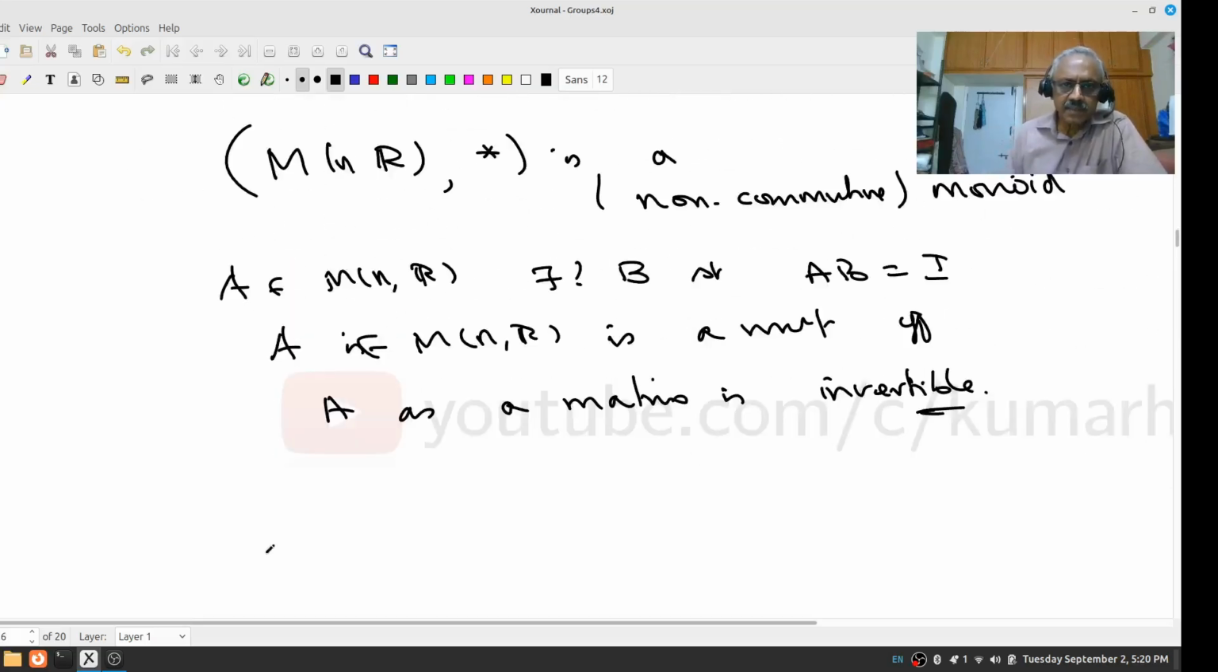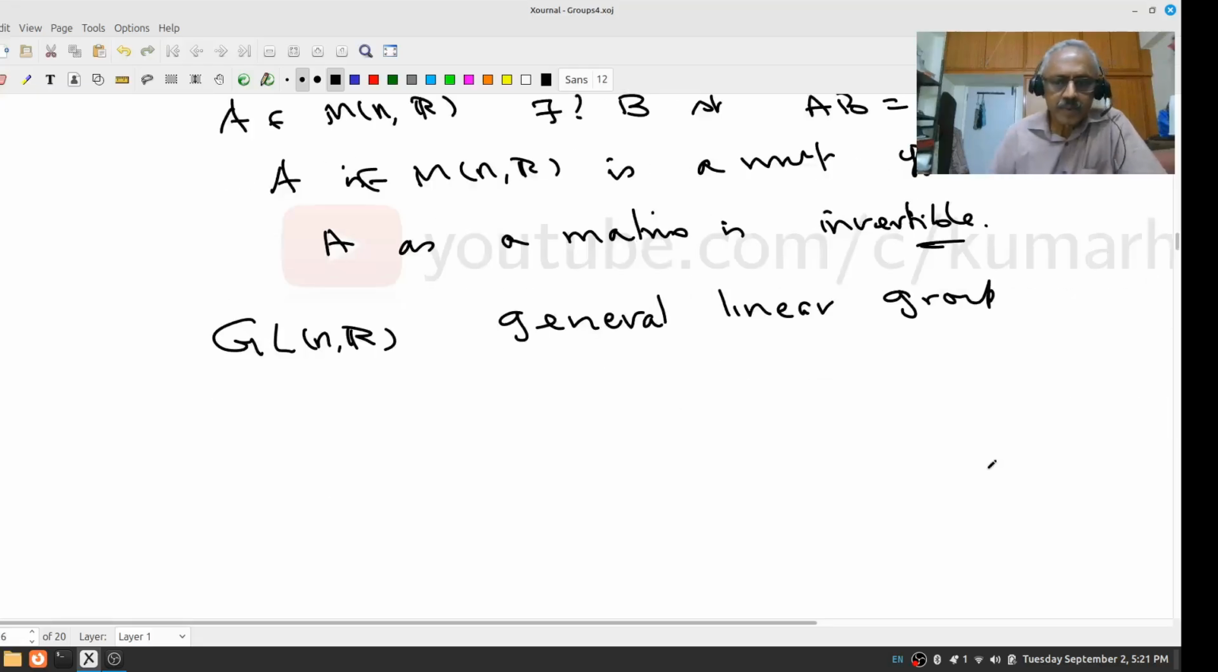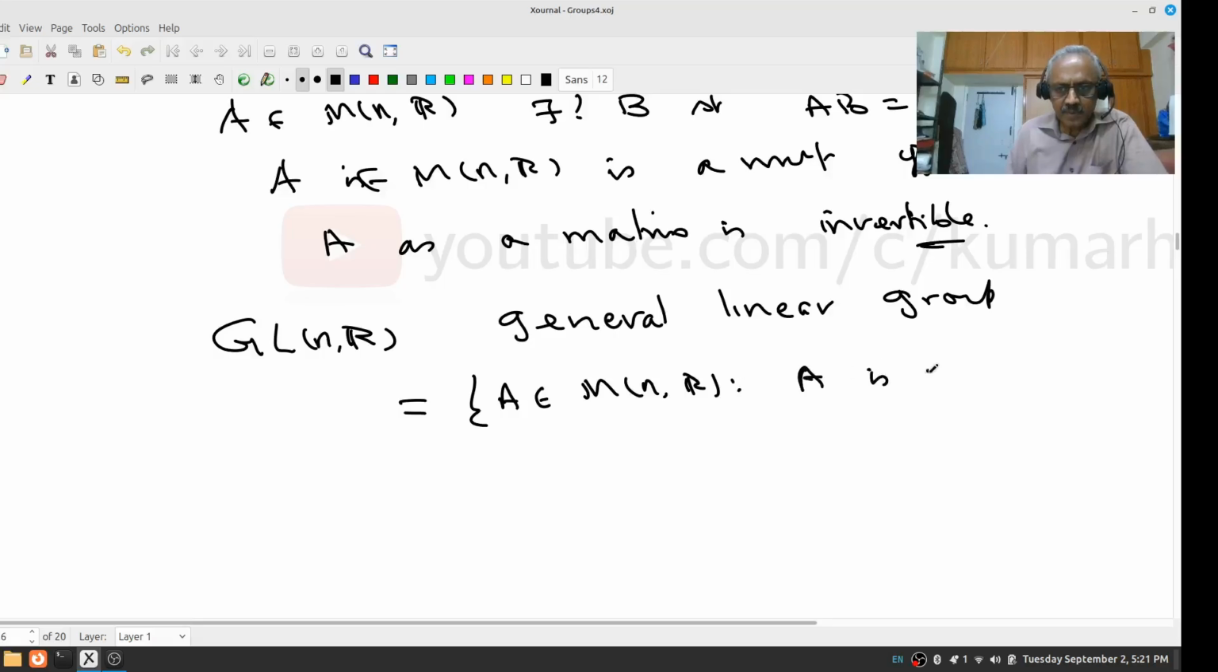Right. Therefore, let us look at the invertible matrices denoted by GL_n(R). This is called the general linear group. It is the set of all A in M_n(R) where A is invertible.